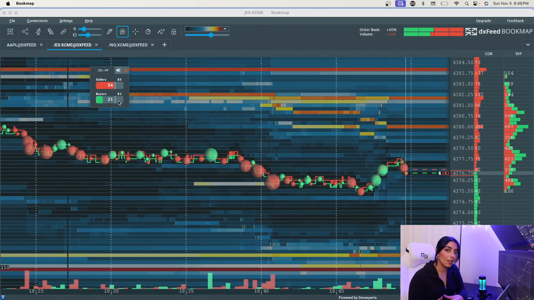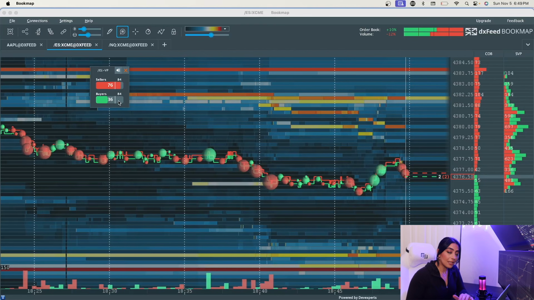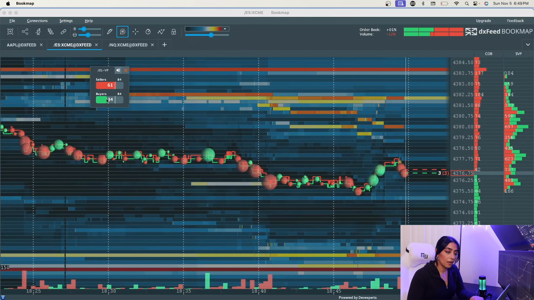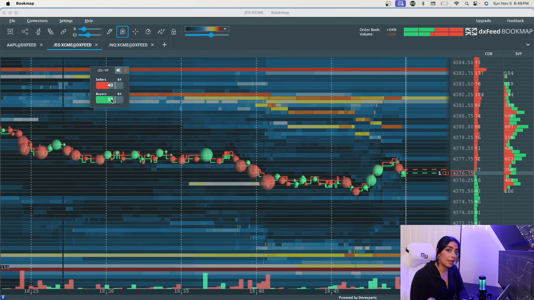You want to see significantly more buyers stepping in as ES is approaching that level. As it's trying to clear that level, there should be more buyers stepping in, showing that there is volume behind that move. Buyers are significantly present. Okay, there's momentum behind that move for you to be able to enter.